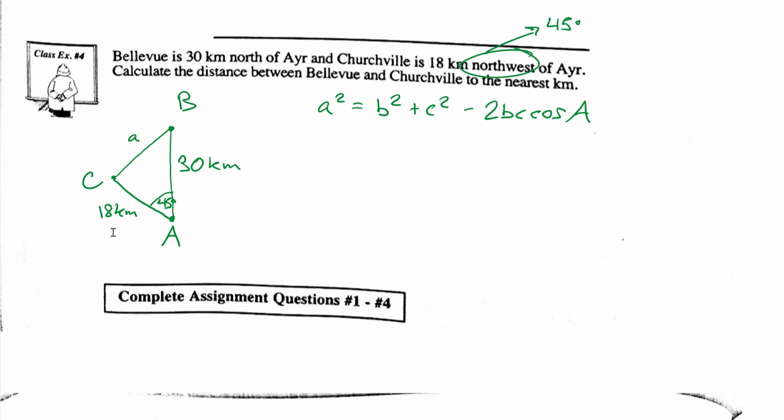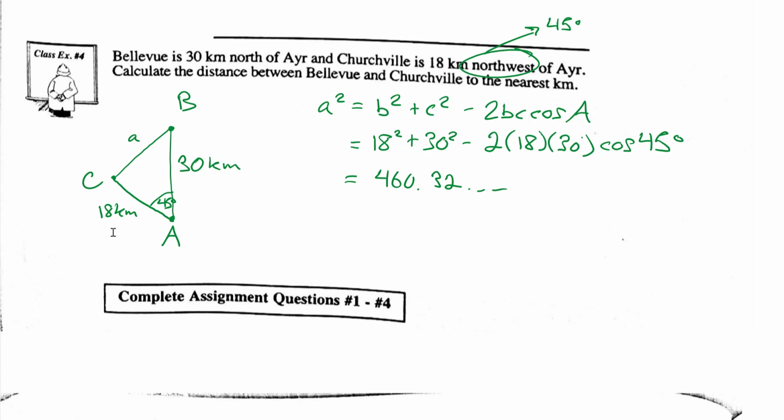At this point, it's literally just plug and chug. Little b is 18. So I have 18 squared plus 30 squared minus 2 times 18 times 30 times the cosine of the angle, which was 45 degrees. That's going to work out to be about 460.32, etc. Now I take the square root of that and I get 21.45..., but they want it to the nearest kilometer, so that is approximately 21 kilometers away.